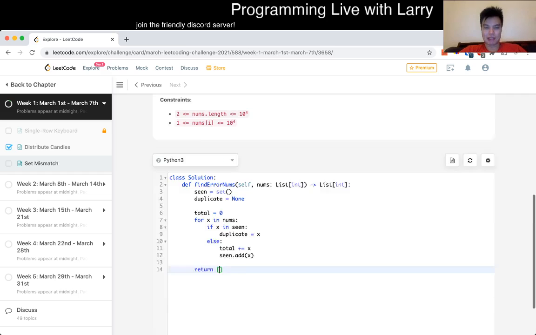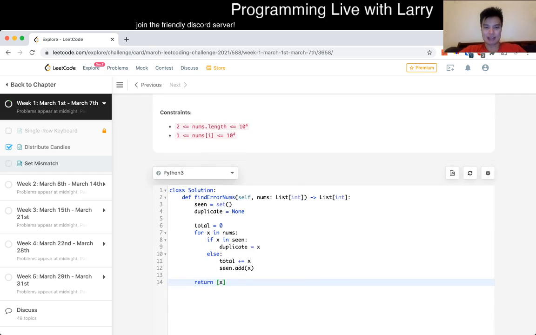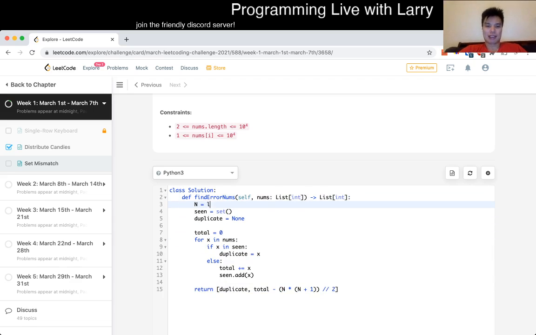Okay, so the first number is the one that's duplicate, so that's x. Or that's duplicate, sorry. And then the other one is total. As we said, it's going to be total minus n times n plus 1 over 2. And this is the formula that you should probably be familiar with, just because it comes up a lot.